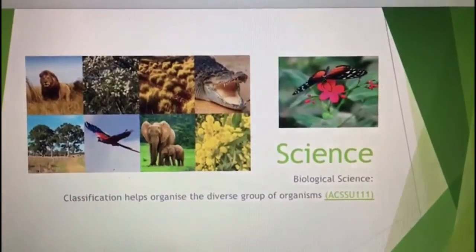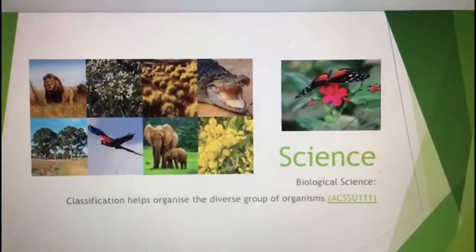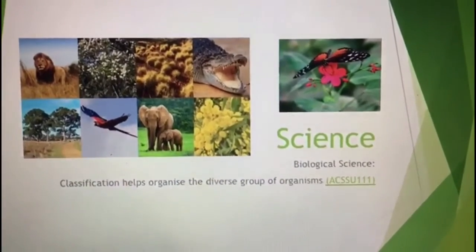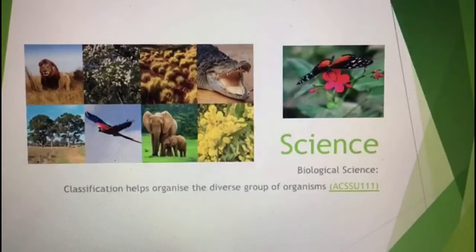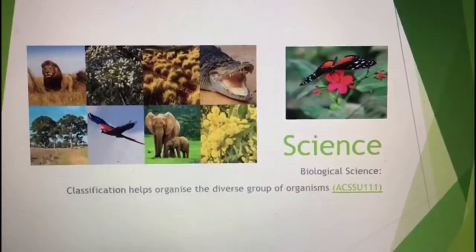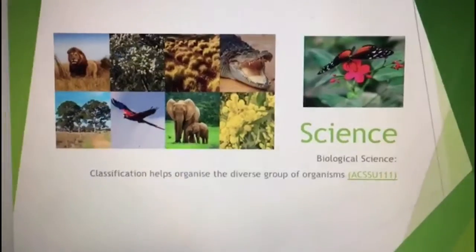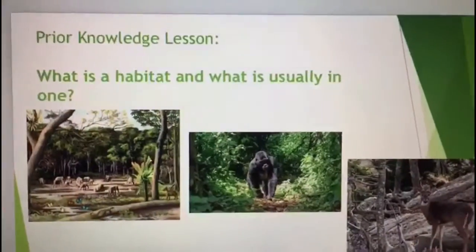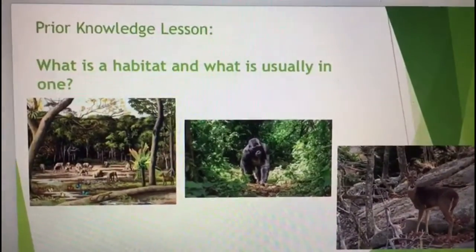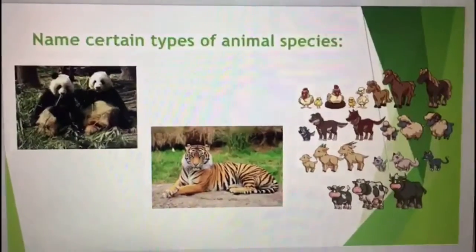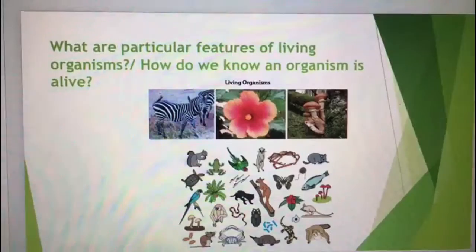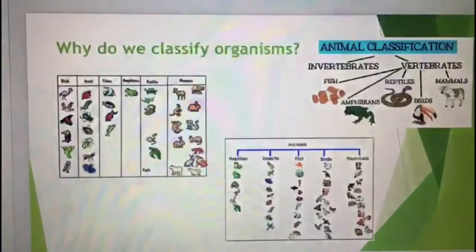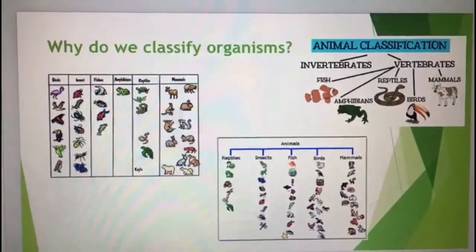The science topic that I began to teach to students was introduced towards the end of my placement block. The ways in which this was undertaken was commencing with the prior knowledge discussion of the questions that were presented on the PowerPoint. The questions included: what is a habitat and what is usually in one? Name certain types of animal species. What are particular features of living organisms? How do we know an organism is alive? And why do we classify organisms?